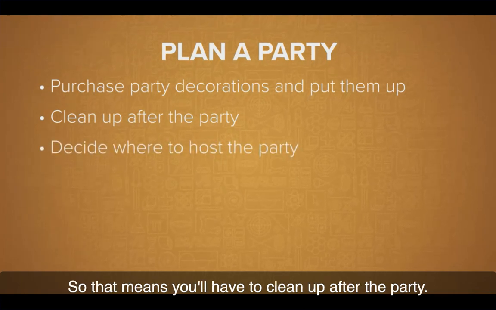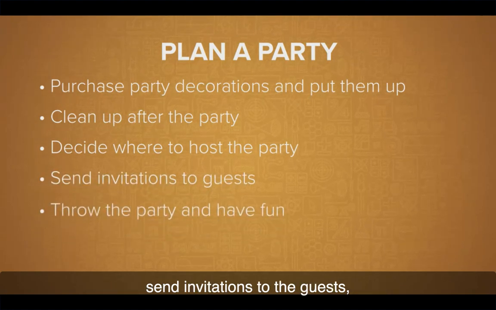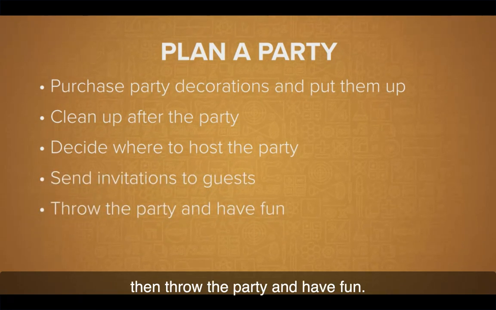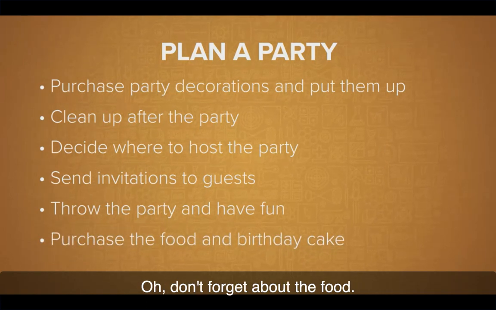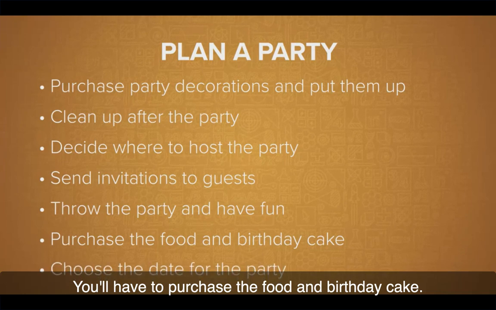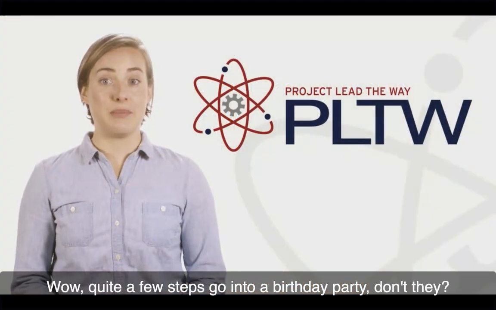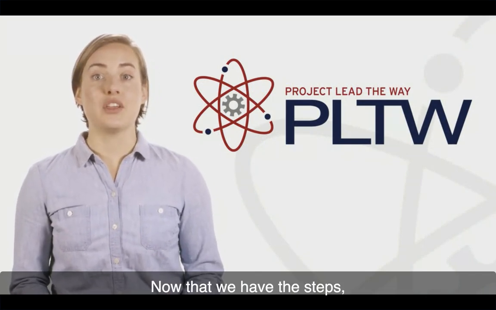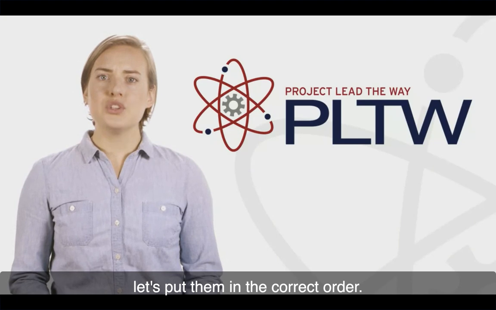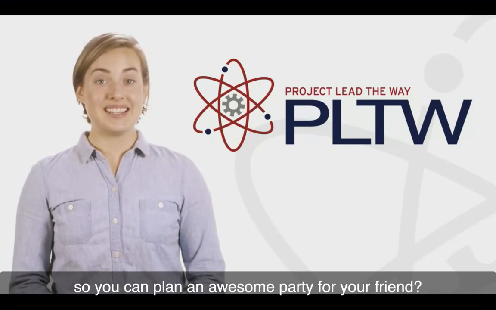You'll need to decide where to host the party, send invitations to the guests, then throw the party and have fun. Oh, don't forget about the food. You'll have to purchase the food and birthday cake. And choose the date for the party. Wow, quite a few steps go into a birthday party, don't they? Now that we have the steps, let's put them in the correct order. How would you organize this algorithm so you can plan an awesome party for your friend?